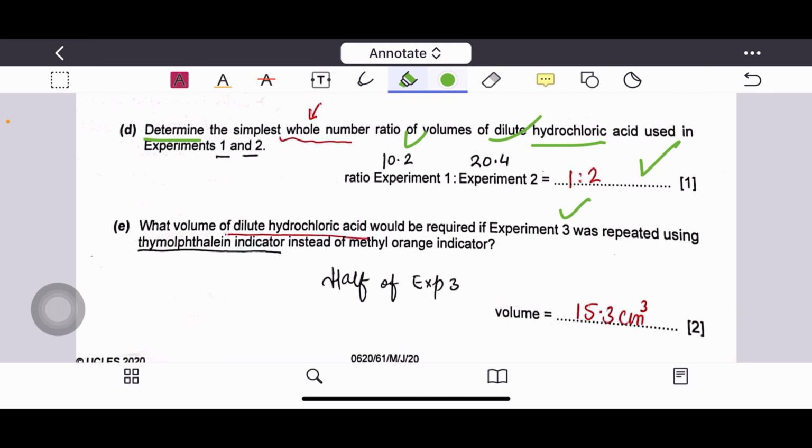We are repeating experiment 3 with thymolphthalein instead of methyl orange indicator. Experiment 3 normally used 30.6 cubic centimeters. So we will use half the volume of experiment 3 because thymolphthalein requires half the volume of HCl.